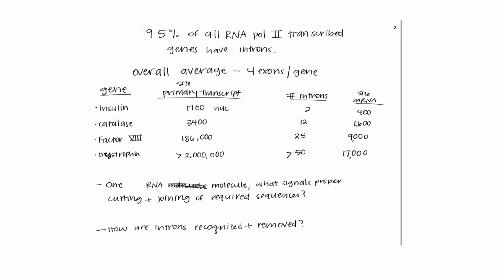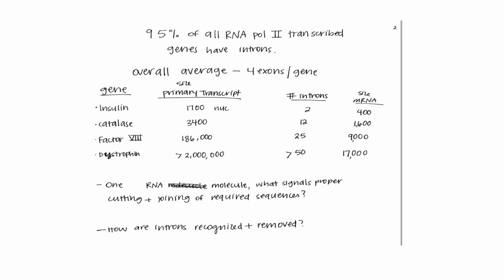So here I have a table where on the left-hand side it's the gene, we're just looking at 4. Then you have the size of the primary transcript in nucleotides, the number of introns that need to be removed, and then the final size of the messenger RNA. So if you look at insulin, for example, it's rather small. The primary transcript is 1700 nucleotides. 2 introns are removed, and the messenger RNA is 400 nucleotides. If you look at catalase, it's a little bit bigger, 3,400 nucleotides, 12 introns need to be removed, and it's a 1,600 nucleotide messenger RNA.